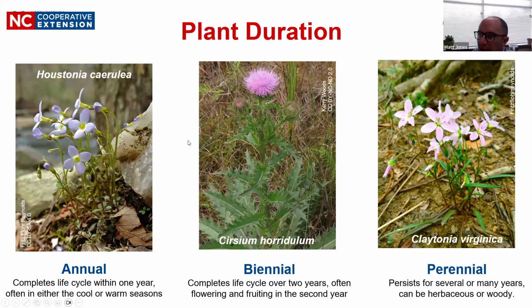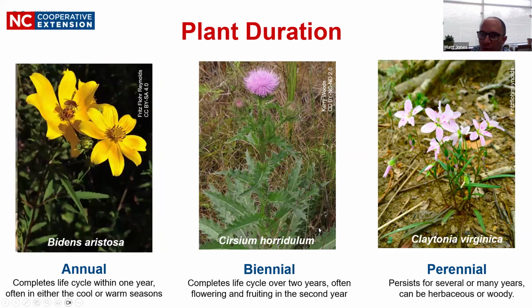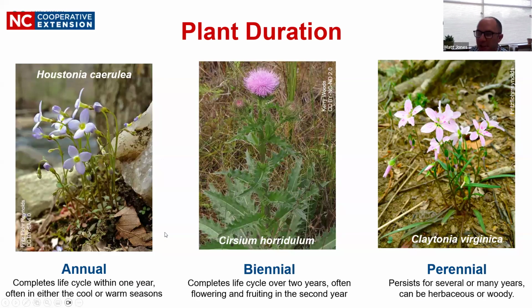Okay, finally, just some general definitions to make sure you're aware of them if you come across these. On plant duration and plant habit or growth form. So we distinguish between annual, biennial, and perennial plants based on the frequency of their life cycle.